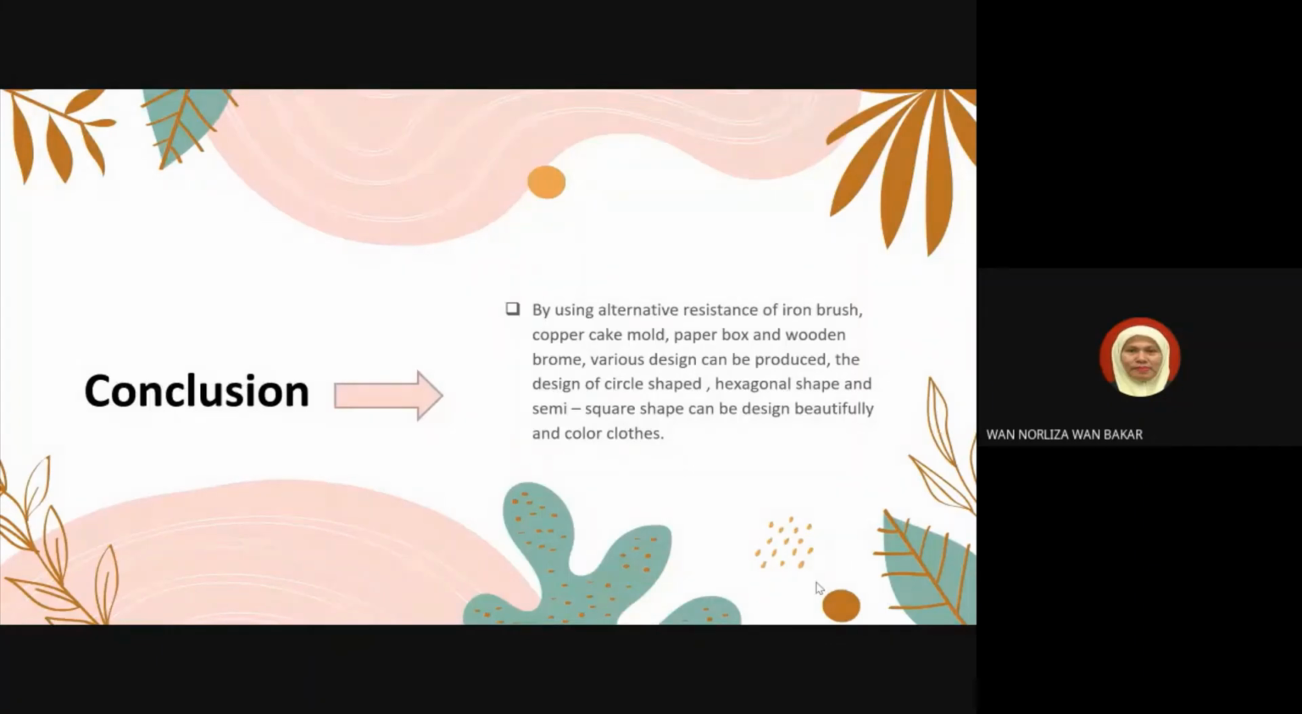Conclusion: by using alternative resistance of iron brush, copper cake mold, paper box and wooden broom, various designs can be produced. The designs of circle shape, hexagonal shape and semi-square shape can be designed beautifully and colorfully on cloth.